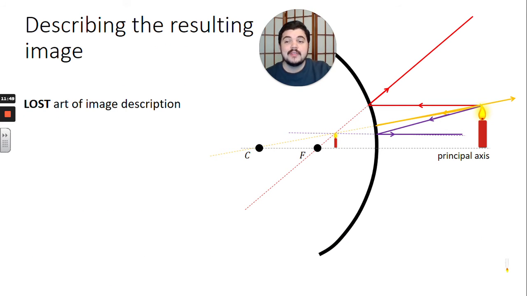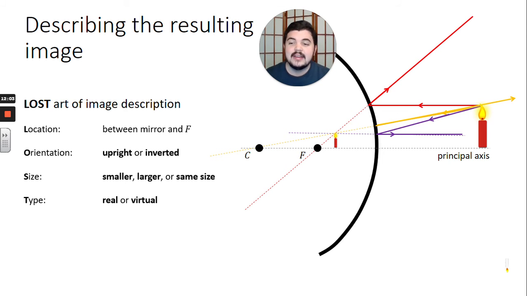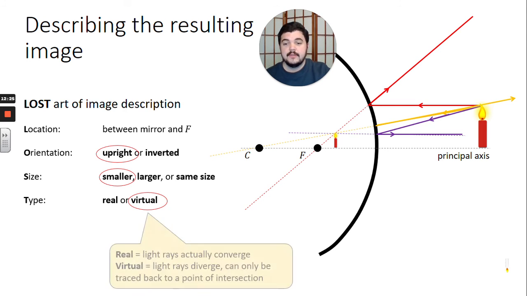So how would we describe this using the lost art of image description? The location for our image is between the mirror and the focal point, capital F, right? It lives in between those 2 points. And then orientation, size, and type are the other things we need to do. The orientation is upright. That intersection point is on the same side of the principal axis as our object, so it is upright, not inverted. The size is smaller. We can see clearly that the image is smaller than the object. And the type is virtual. The light rays spread out. We trace back a point of fictional convergence. All right, so that's how we would describe that image.